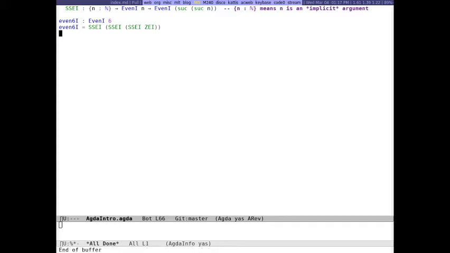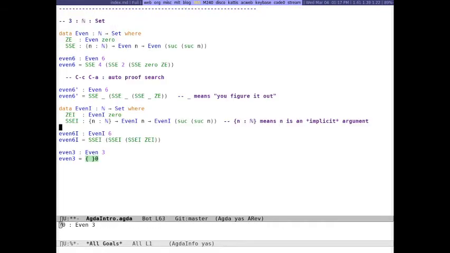All right. Let's prove that 3 is even. So I have to give a proof that 3 is even. If I have any hope of proving that 3 is even, I'm going to have to use, let's use evenI, so I don't have to write all those. I guess I have to use the fact that it's a successor of successor, because it's not 0, so I have to use SSEI.